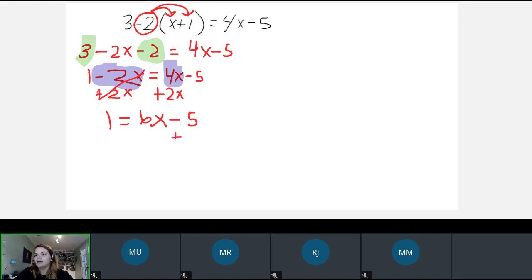Alrighty, now I'm going to go ahead and get rid of this minus 5. So to undo subtracting 5, I'm going to add 5. So I would get 6 equals 6x. And then in my final step, I'm going to divide everything by 6. So I'm going to get x equals 1.